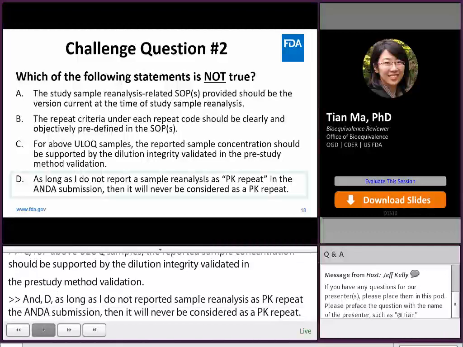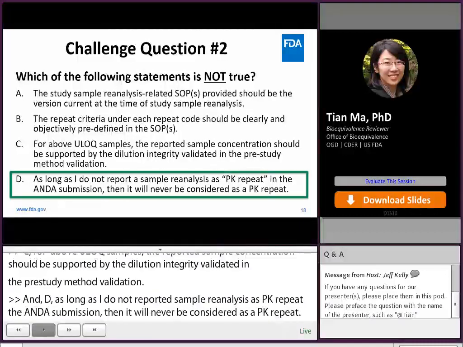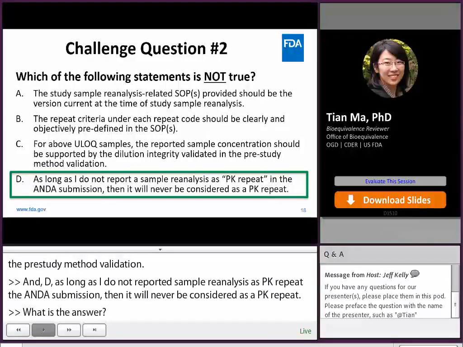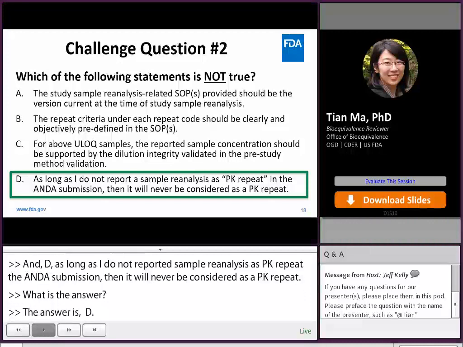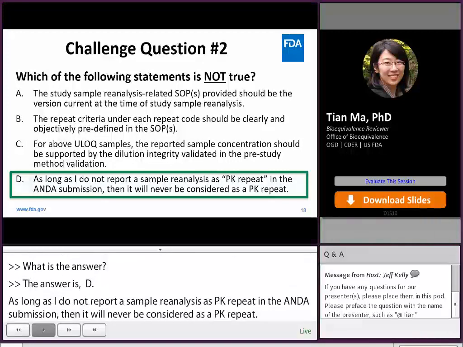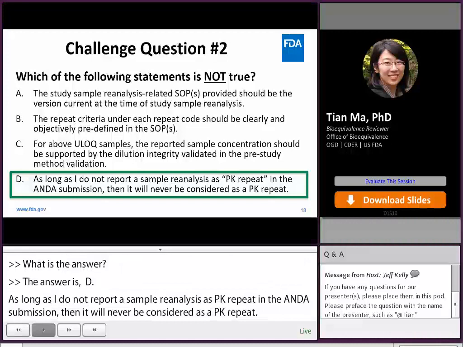The answer is D. As long as I do not report a sample reanalysis as PK repeat in the end of submission, then it will never be considered as a PK repeat. This is incorrect because, as I mentioned in my presentation earlier, we don't usually just take the face value of the repeat reason as mentioned in the submission, but we look into the submission and decide whether the sample should be considered as a PK repeat.